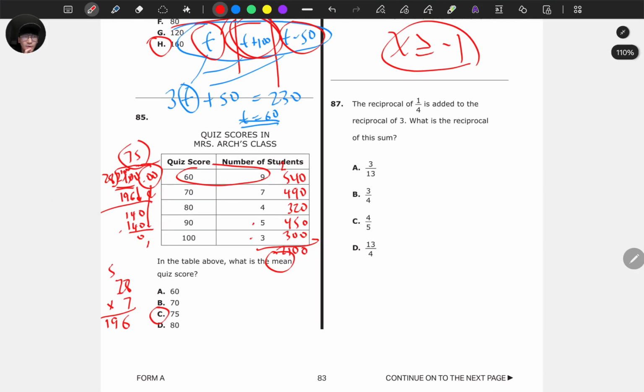87. The reciprocal of 1/4 is added to the reciprocal of 3. What is the reciprocal of this sum? So there's a lot of reciprocals. Reciprocal means to flip, right? To flip the number, the fraction. I made a video on this, right?